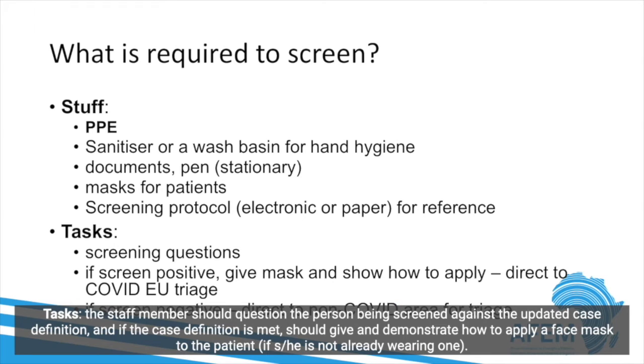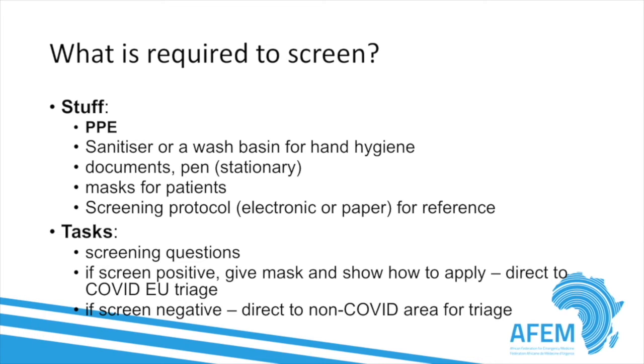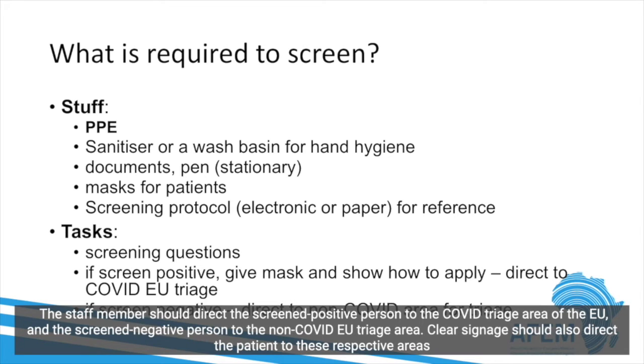The tasks. The staff member could question the person being screened against the updated case definition, and if the case definition is met, should give and demonstrate how to apply a face mask to the patient, if she or he does not already have one. The staff member should direct the screened positive patient to the COVID triage area of the EU and the screened negative person to the non-COVID EU triage area. Clear signage should also direct the patient to these respective areas.